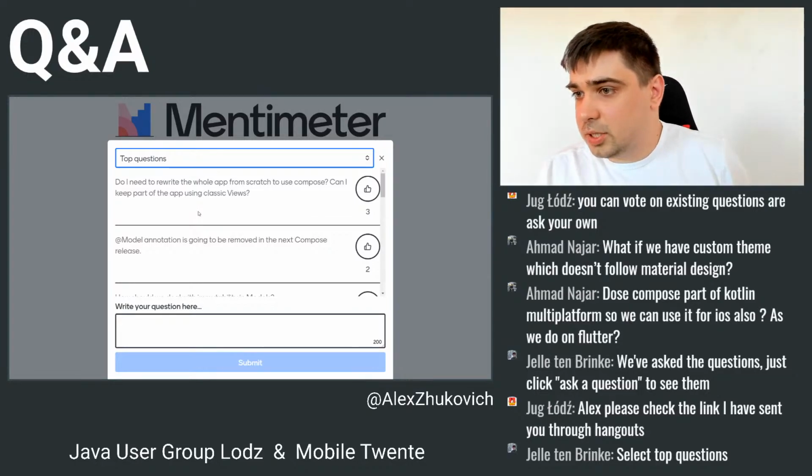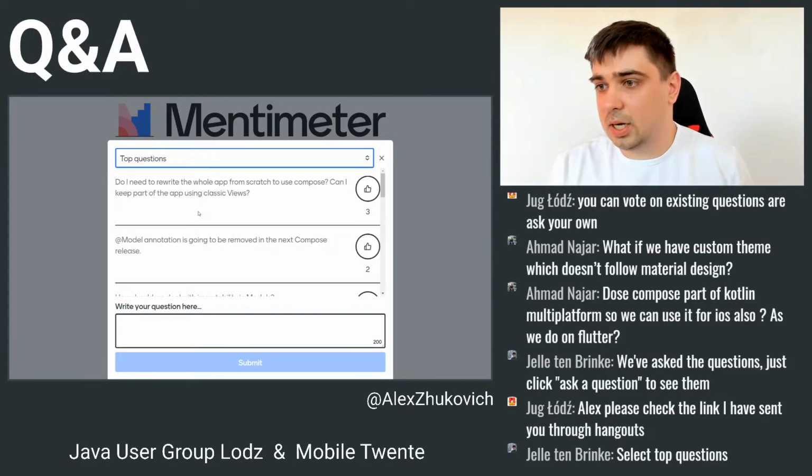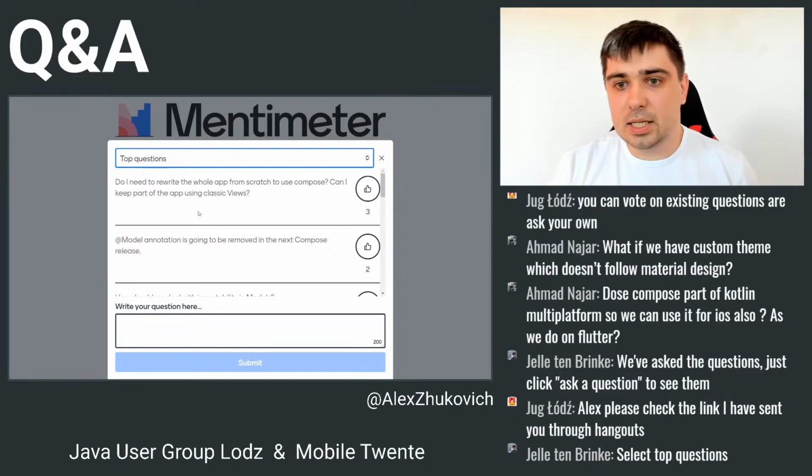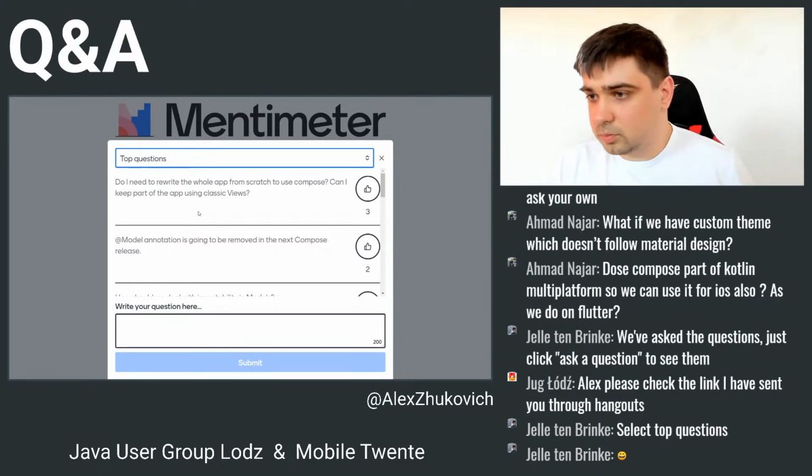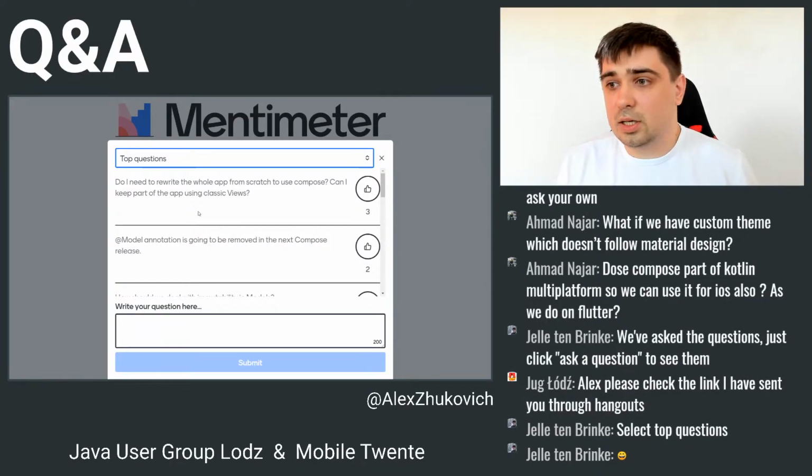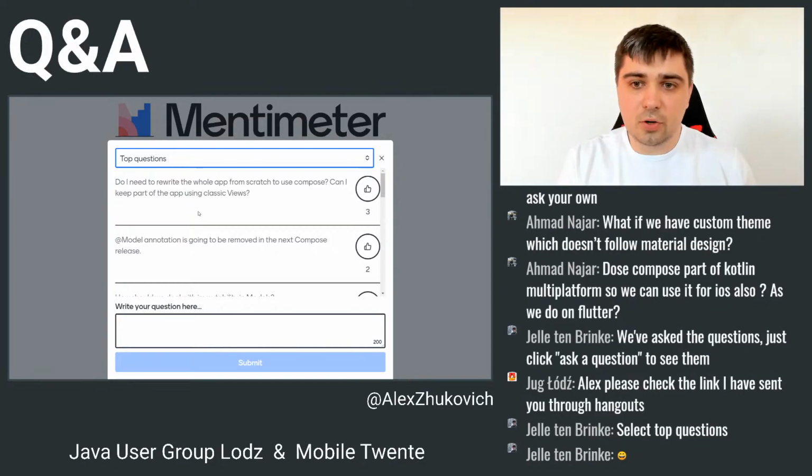Next question: do I need to rewrite the whole app from scratch to use Compose? Can I keep part of the application using classic views? And yes and no. Yes, you can do it if for routing you use different activities and fragments. If you want to use the whole Jetpack Compose routing, or you use a few libraries for it, it will be problematic because it's fully composable code, and it's not possible. But yes, if you use activities or fragments, and your screen is a fragment or activity, you can easily use it.